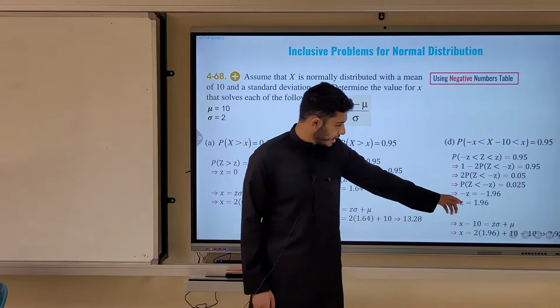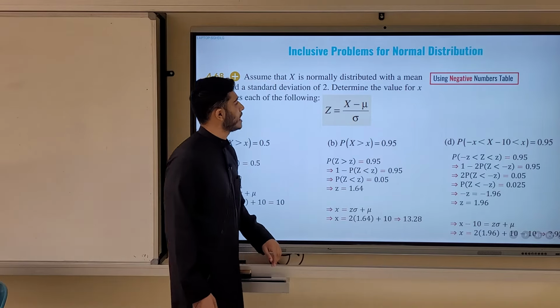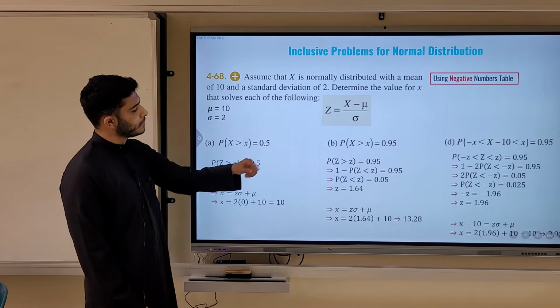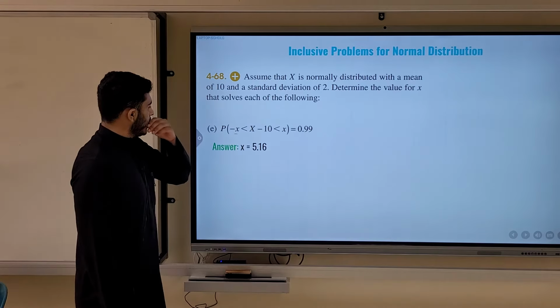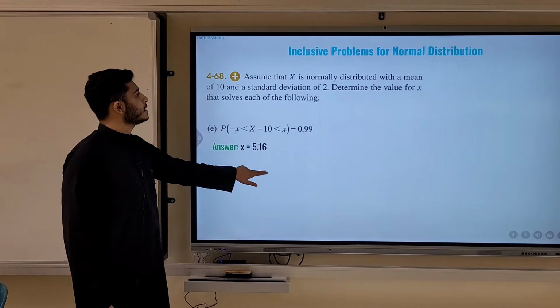I'm sorry, I cannot remove this thing. If I press the x, the entire thing shuts down. So I'm sorry, I don't know how to deal with it, but it's 3.92. And this is an example for you to practice at home if you would like.